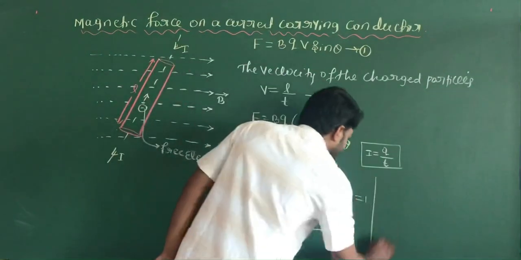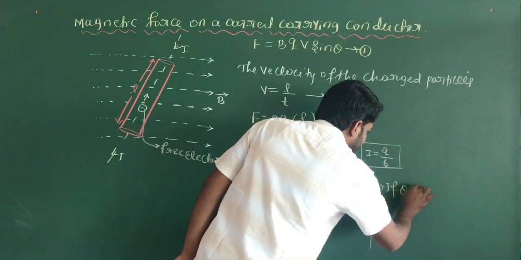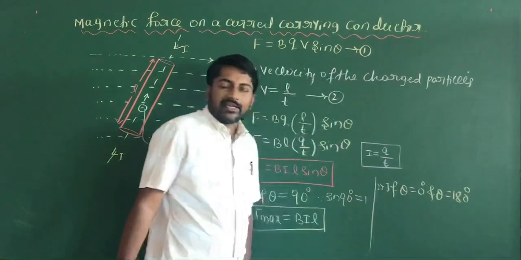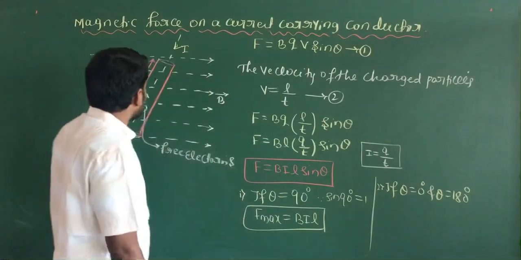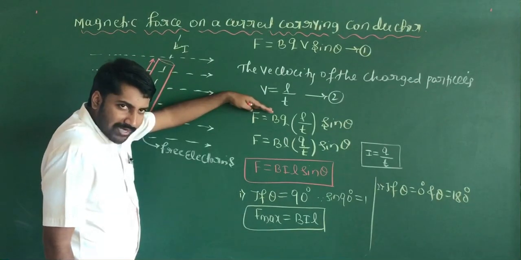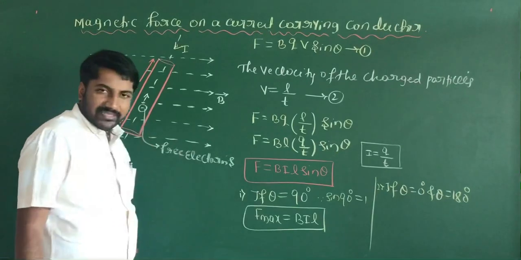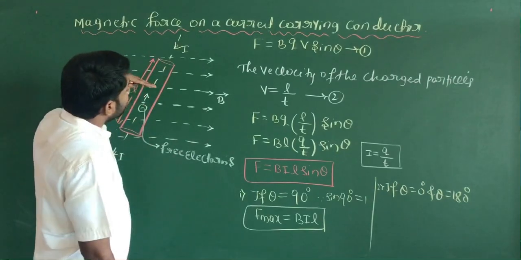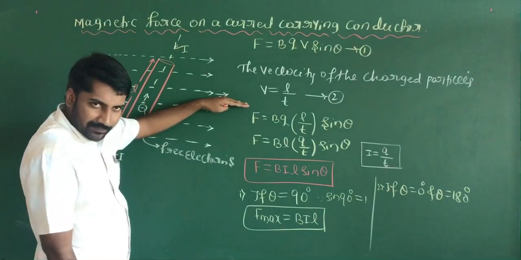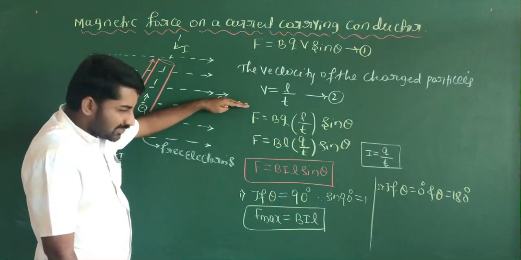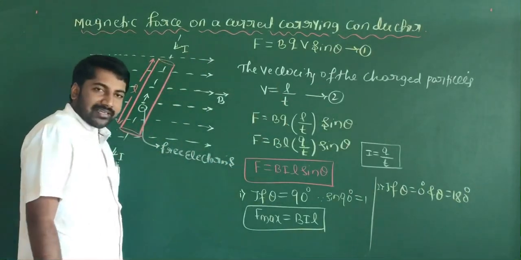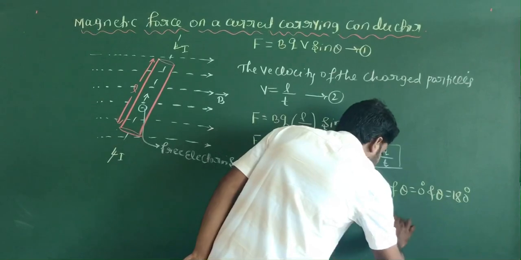In the second case, theta is equal to 0 degree or theta is equal to 180 degree. Theta equal to 0 degree or 180 degree means the current carrying conductor is placed parallel or anti-parallel to the direction of magnetic field. When placed parallel, theta value is 0, sin 0 degree value is 0. Then the force acting on that current carrying conductor is 0 or minimum. If theta equal to 180 degree, it is anti-parallel to the direction of magnetic field. Then the force is minimum.